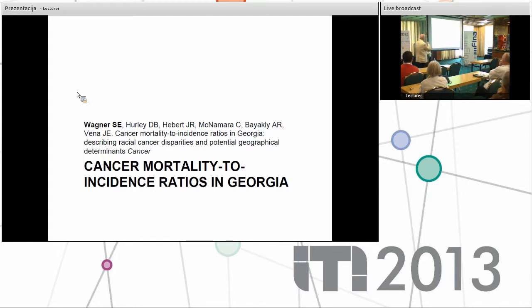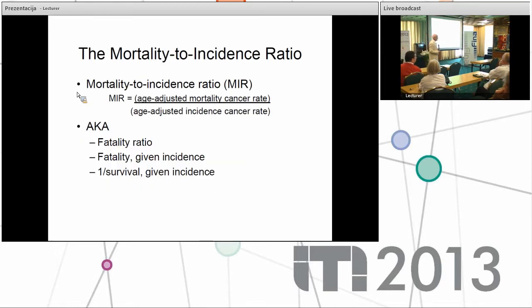One of the other things that we did with another co-author, Dr. Wagner, who is an assistant professor in my department, is that we were very much interested in looking at incidence, but also the mortality to incidence ratio. Well, what is that? The mortality incidence ratio is the age-adjusted mortality cancer rate divided by the age-adjusted incidence rate. It's also called the fatality ratio, or fatality which adjusts for the incidence level. Okay, so we were interested. It's almost like a survival type measure, right?